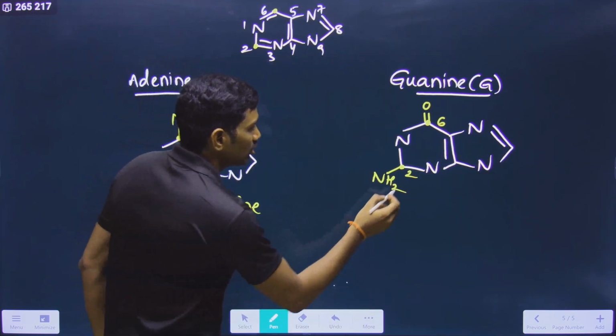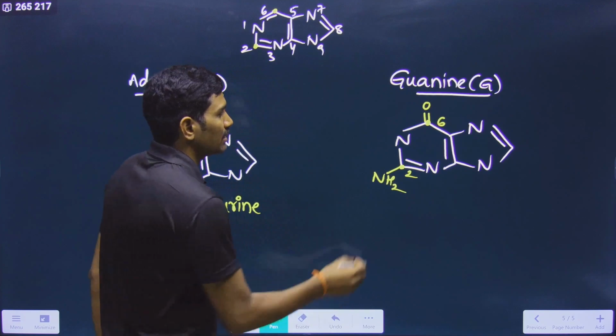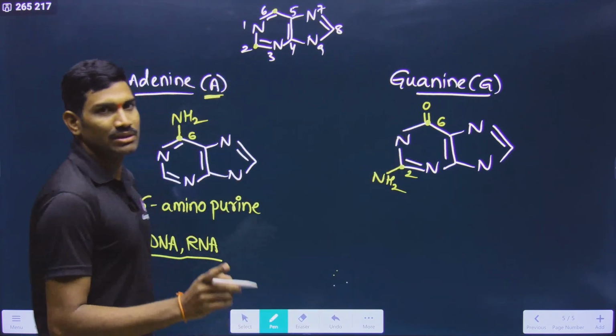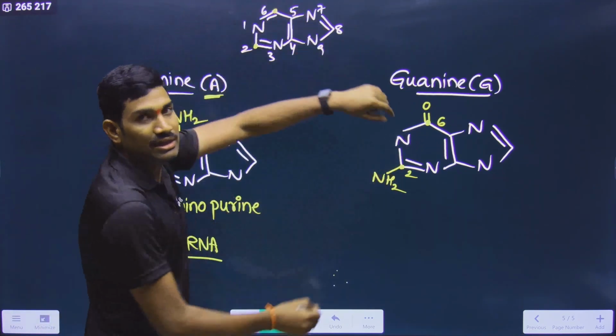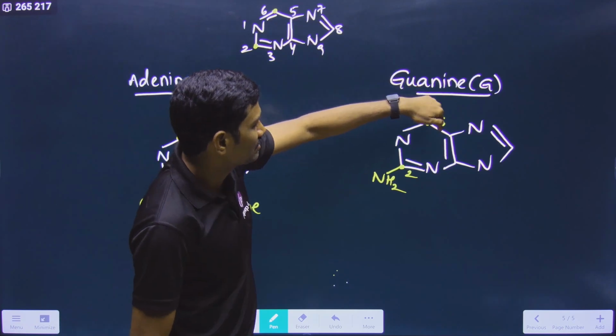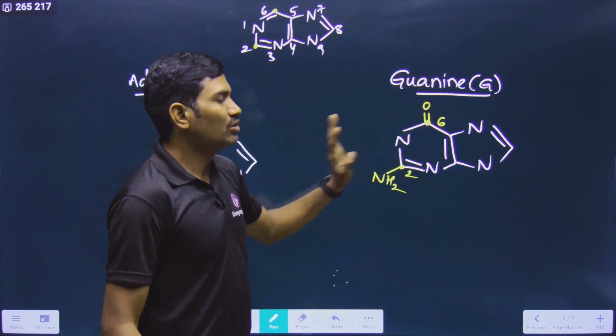And here also you can keep the double bond. But here you cannot keep a double bond. Please remember, this is the change. Here you cannot keep a double bond because here the carbon already has 1, 2, 3, 4 bonds. So don't keep the double bond.